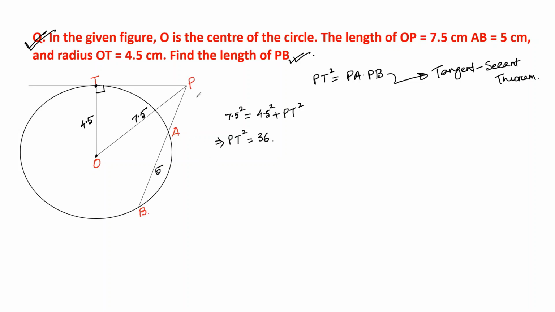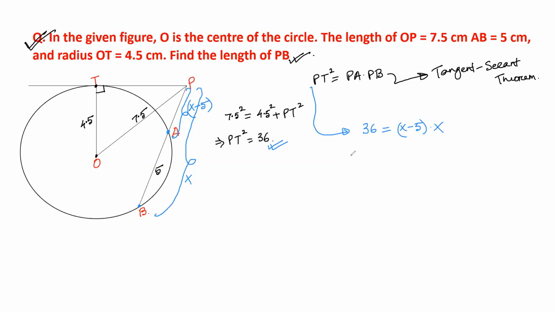Now, to find the length of PB, let us assume the length of PB to be x and the length of AB is given to be 5 centimeters. So the length of PA would be x minus 5 centimeters. Now, if we use the value of PT square to be 36 and the length of PA to be x minus 5 and the length of PB to be x, in that case, from this relation, we can write 36 to be equal to x minus 5 into x.